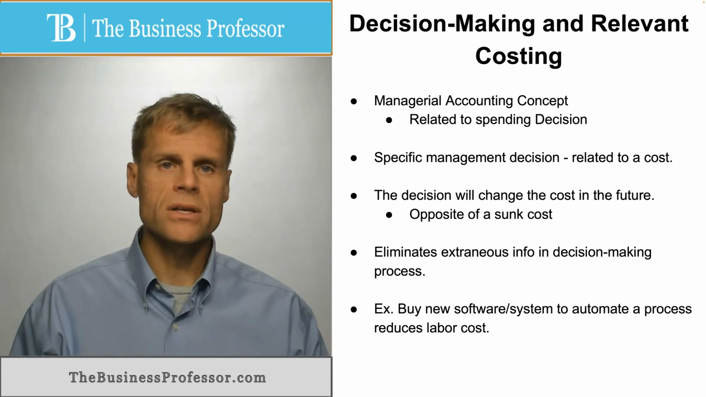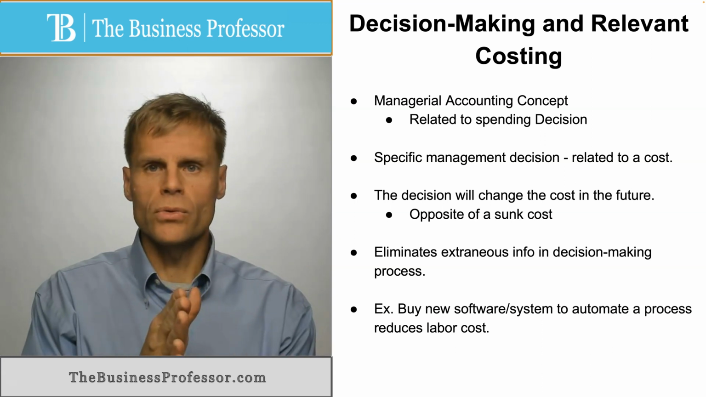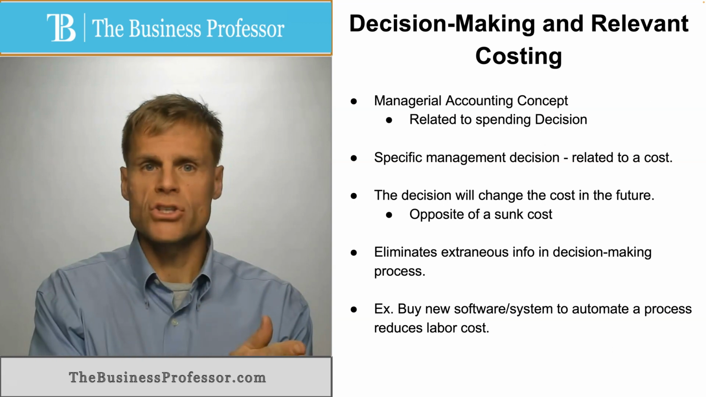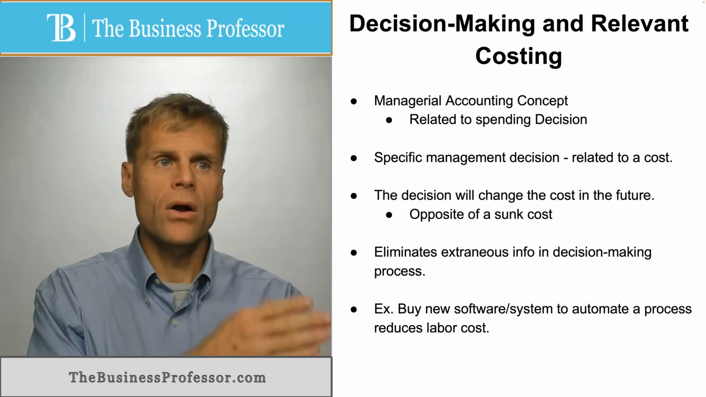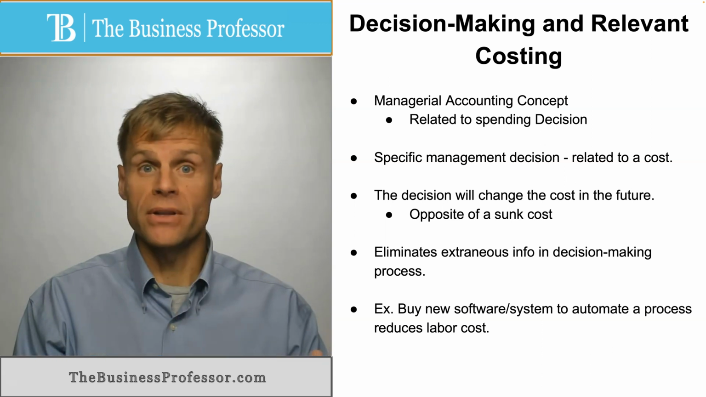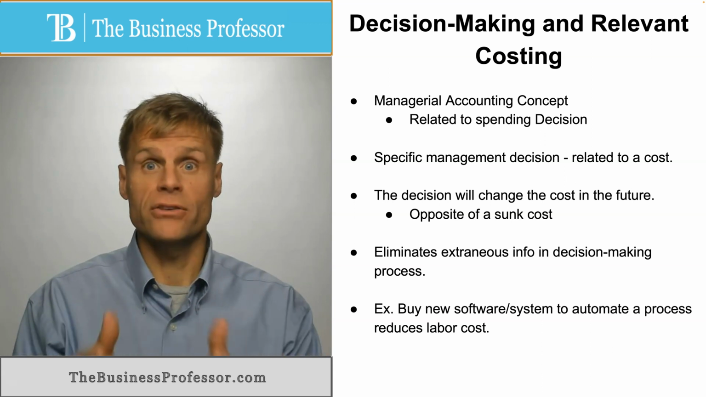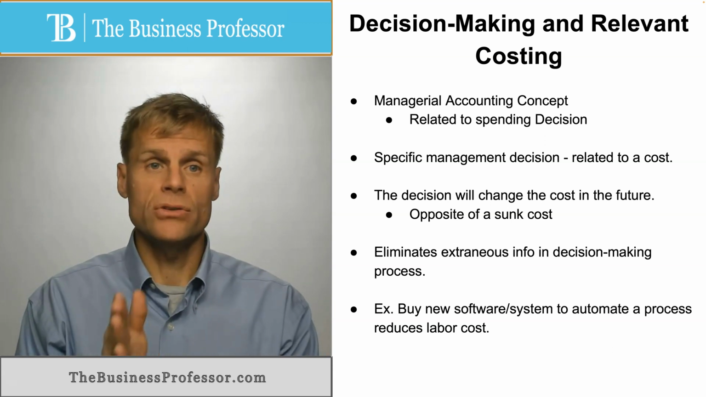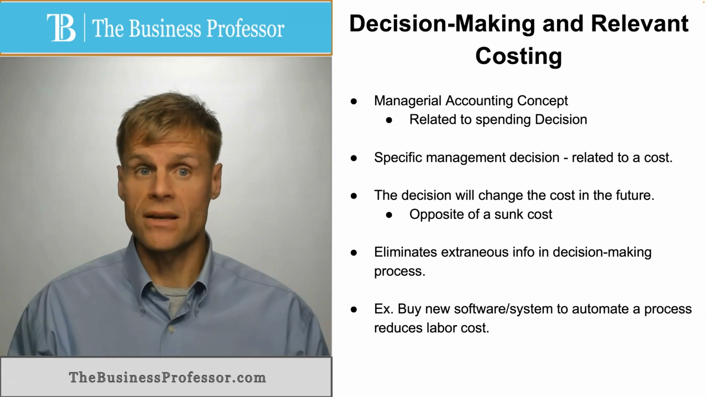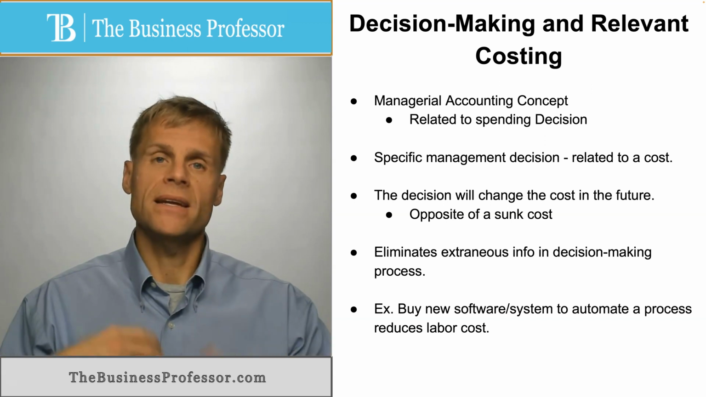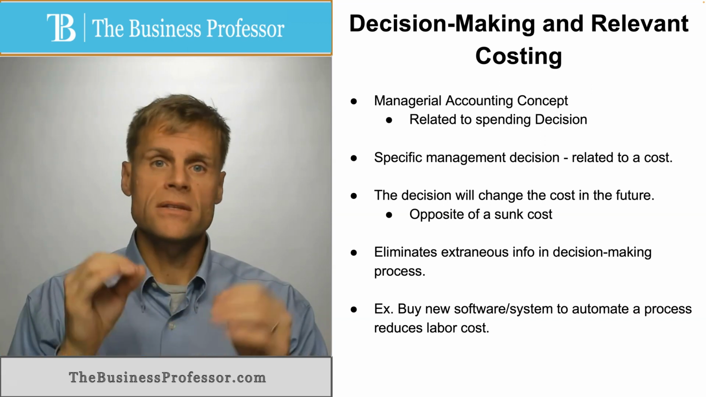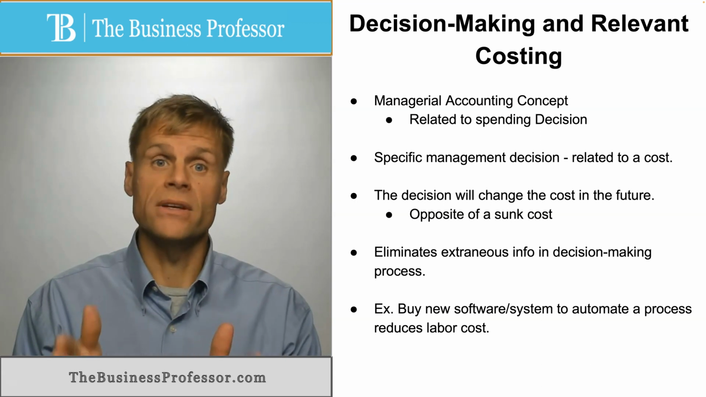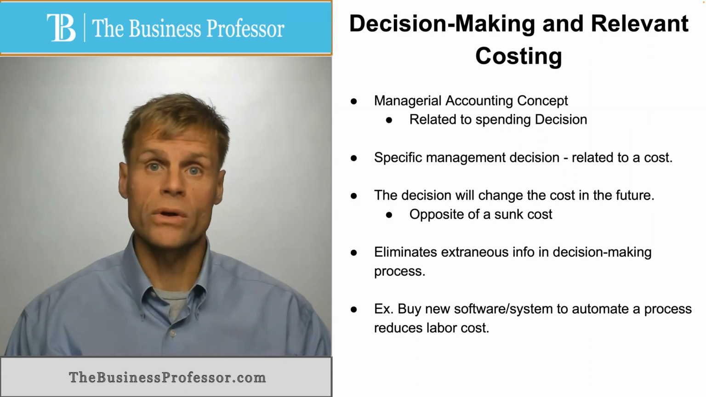The opposite there, sunk cost, you wouldn't be able to make that decision and change somehow what cost occurred based upon that decision in the past. So prior to making this automation decision, you couldn't go back and change the past cost incurred. So anyway, that being said, in summary, relevant cost is a specific decision that will relate to the occurrence of a cost going forward in the future.